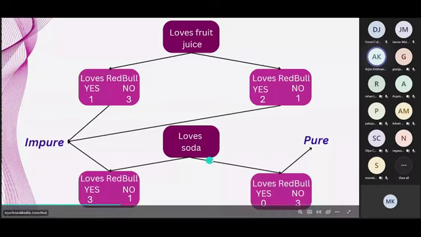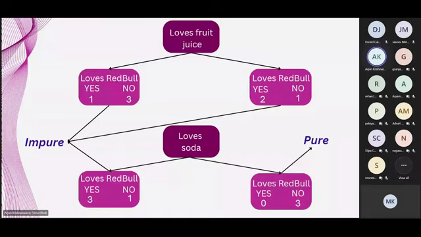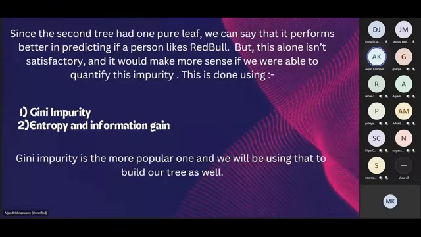It'll be better if we get a numerical value for this purity and impurity, and that can be done in two ways. One is using something called Gini impurity, and the other is using something called information gain and entropy. Since the second tree performs better, mathematically it should have less Gini impurity. It'll make more sense if we quantify this impurity, and then you will be more clear.